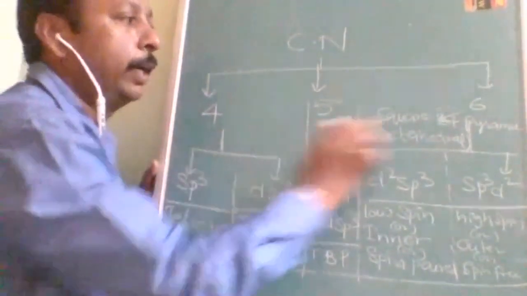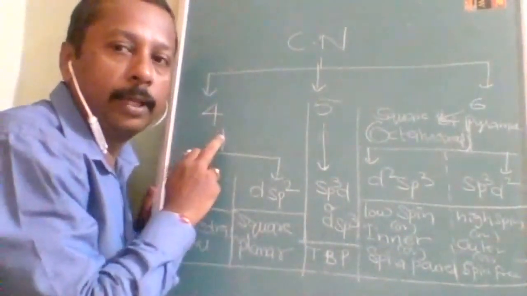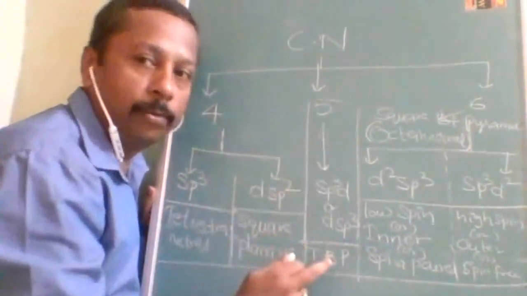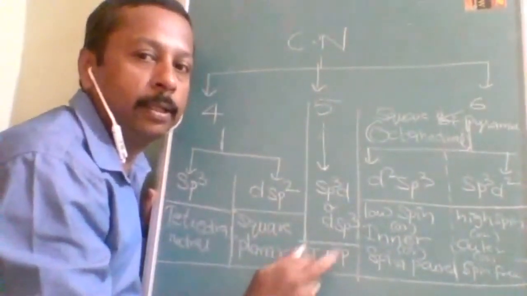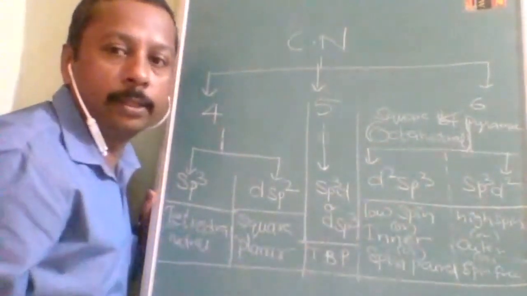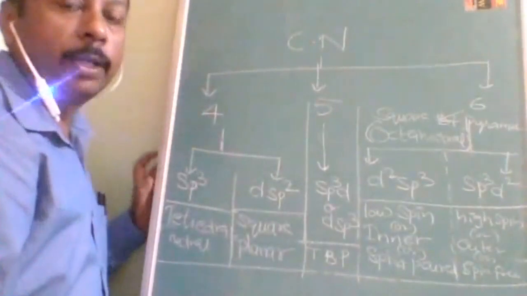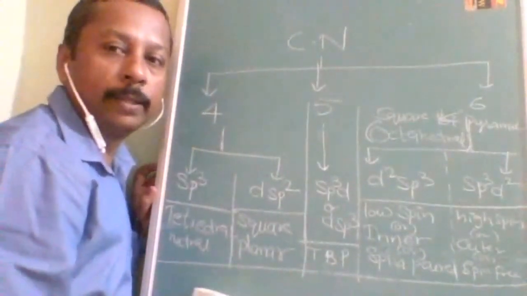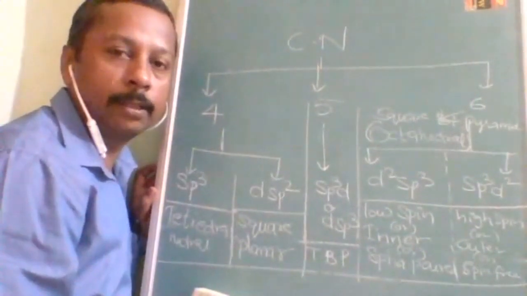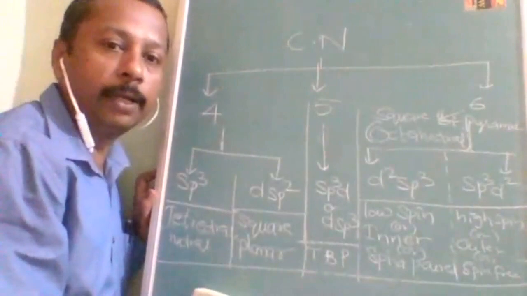Okay, 4, 5 and 6. When coordination number is 4, then two structures. Coordination number 5, only one structure, one energy. When coordination number 6, two structures and two energies. Understood? So sp3d2 and d2sp3, what is the difference that we are going to study now. Is it understood, students? This is about the coordination complex. Now we are going to start one by one.